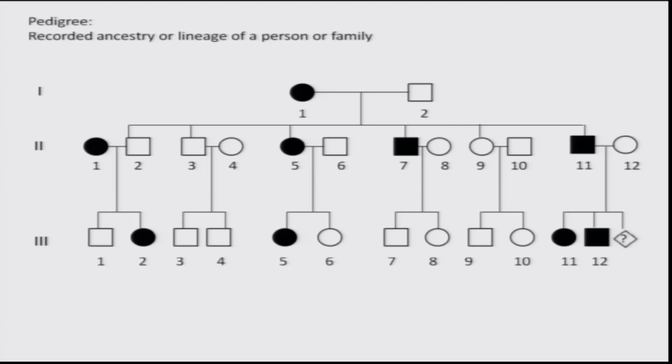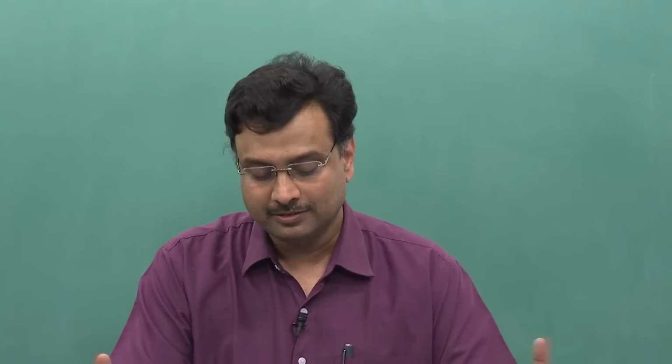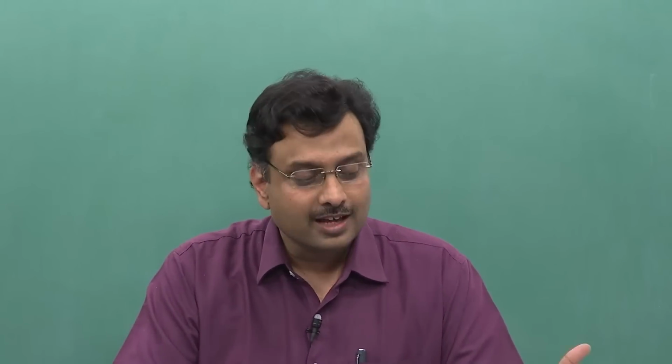In any pedigree, when you draw like this, with the filled ones or unfilled ones, in a given pedigree you are going to show only one particular phenotype. Say, for example, you are talking about handedness, like when you clasp your hands, the left thumb comes over the right. So this is the phenotype. In a given pedigree you are going to show only that particular trait.